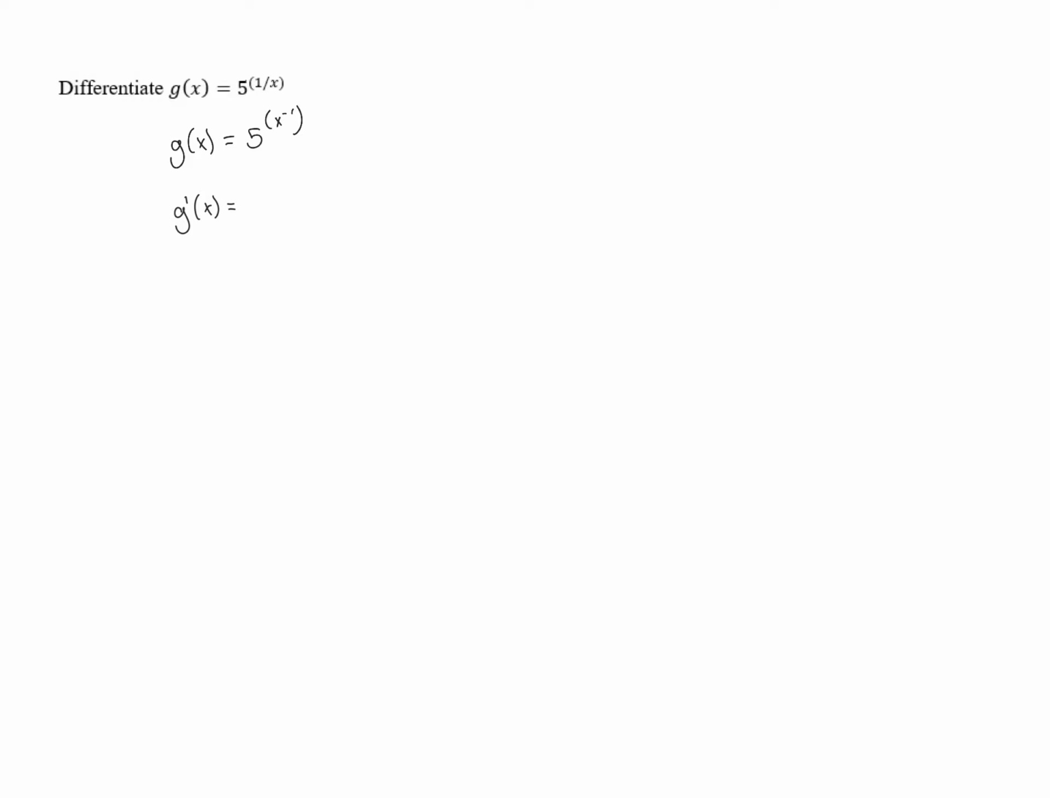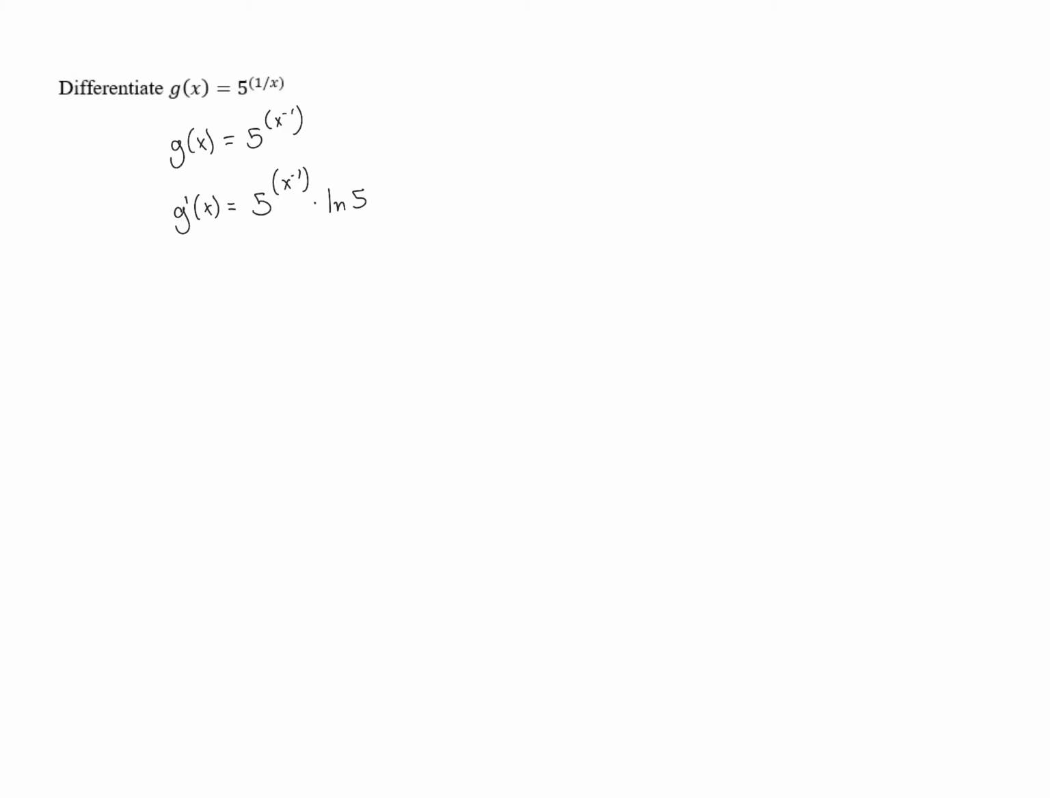When we're taking the derivative, we need to take the derivative of the outer function. The outer function is 5 to the u power. In this case, the derivative of that is going to be 5 to the u, or 5 to the x to the negative 1, times ln of 5. Remember, when we're taking the derivative of an exponential function where the base is not e, we have to multiply by ln of the base, that constant factor.